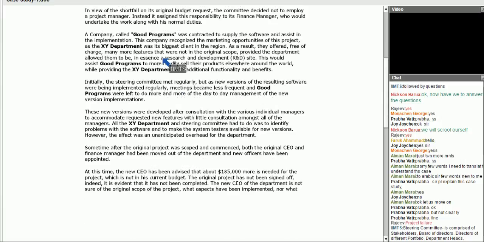So after that, once it was finalized by the XY department that they are going to purchase the software from Good Programs, the steering committee again met together for the new version of the software to be implemented. Previously, when the software was not implemented, there were more frequent meetings. But once the software is implemented by Good Programs, meetings become less. Now it's the responsibility of Good Programs, their technical people, their support guys, to come and assist XY department.